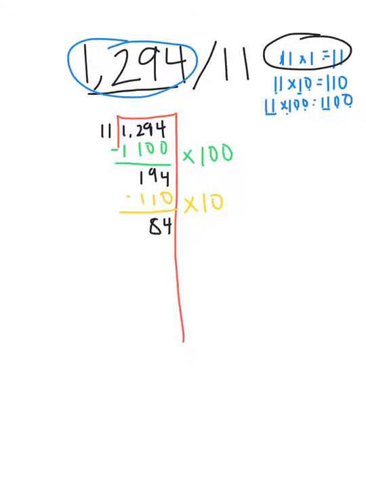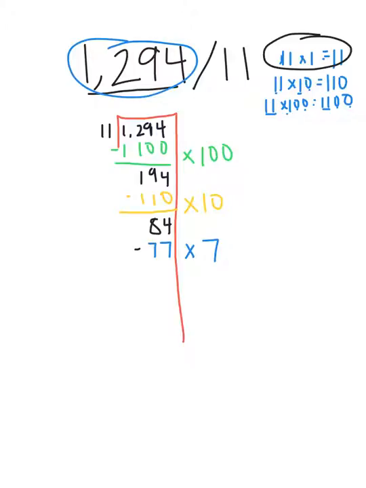11 times 2 is 22. 11 times 3 is 33. 11 times 4 is 44. If you keep going, you'll find that the closest you get is 11 times 7, which equals 77. Because if you did 11 times 8, you would get 88, which is too high.